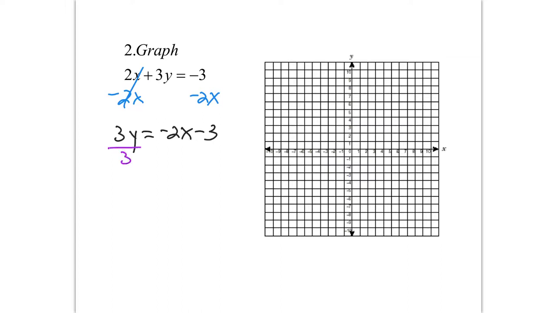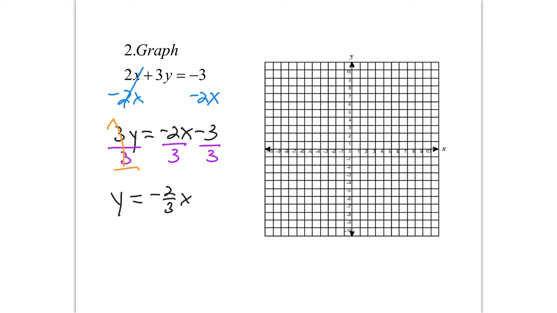I'm going to divide by 3 because I want y by itself. If you divide the left side by 3, you have to divide everything else by the same number, by 3. And this would turn into 1. So I have my y here, and we have negative 2/3 x.